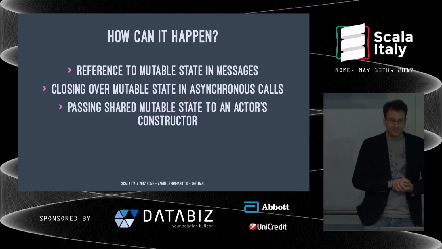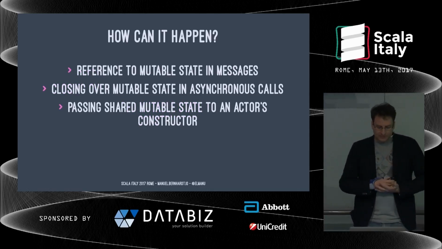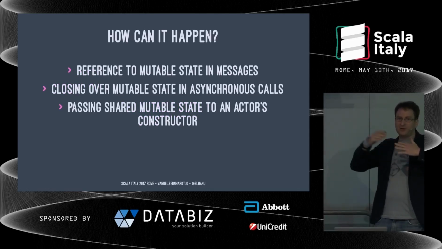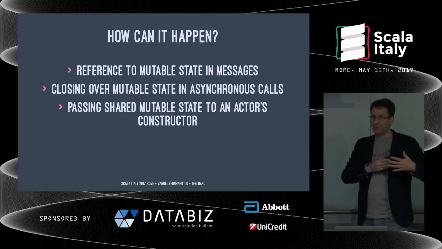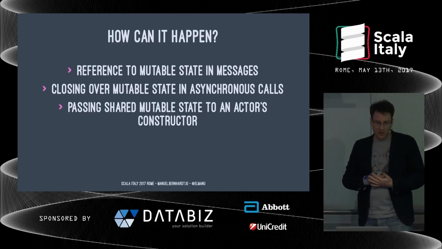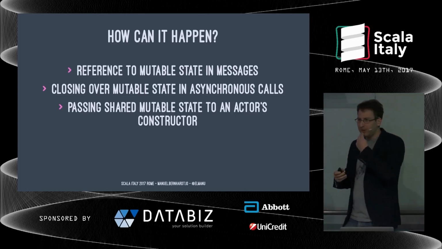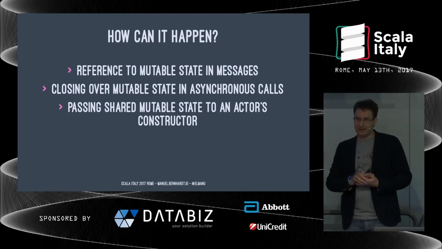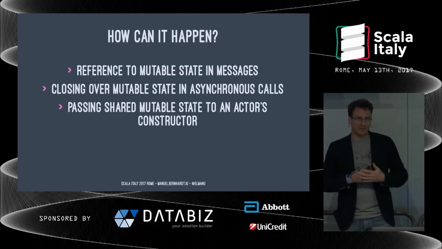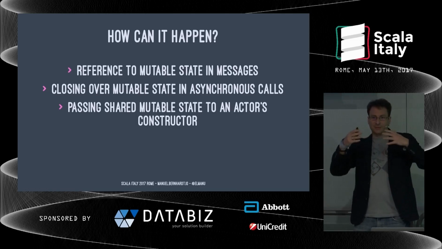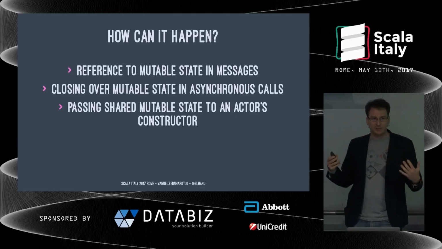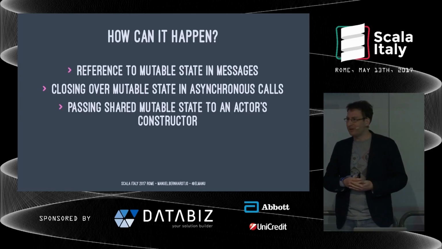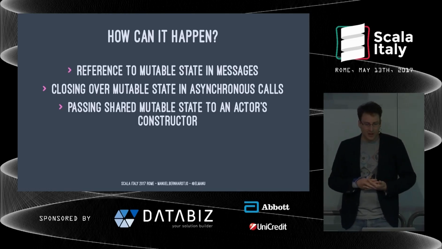So how could this happen that we're leaking state to the outside? Well, we could send a message out that contains a reference to our mutable map or whatever we have as mutable state, or we could do an asynchronous call, like a call to a web service inside of an actor, and inside of the result of that call, we could close over our mutable state. Then again, we're back in a bad place where we have concurrency issues.